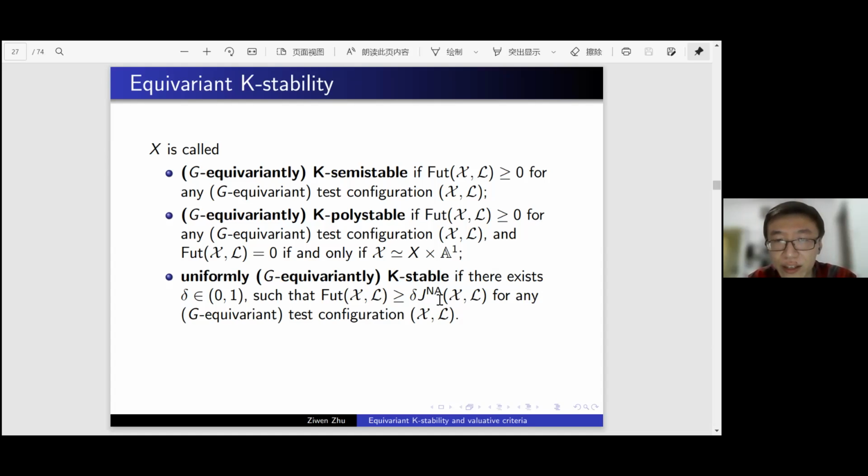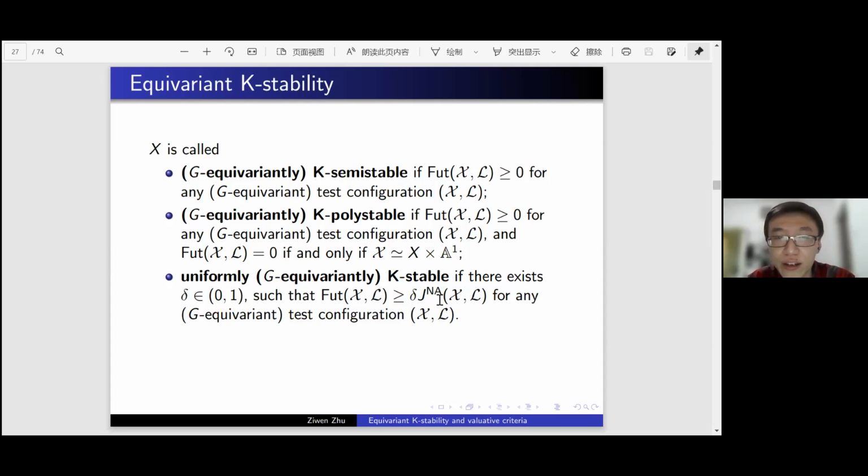I think, in Li's paper, the definition right now is called reduced uniform K-stability. It's a kind of generalization, and I think it's already been proved that it's equivalent to K-polystability.